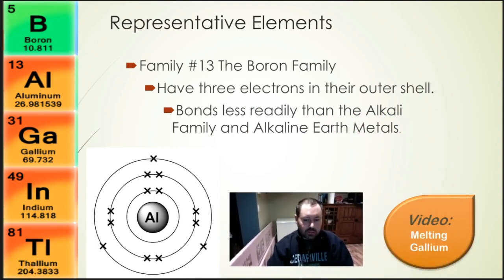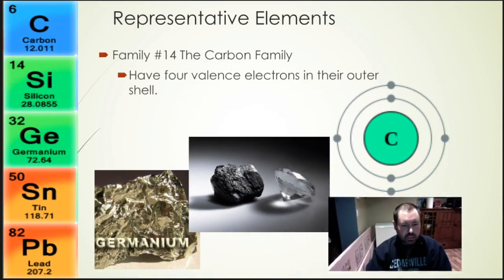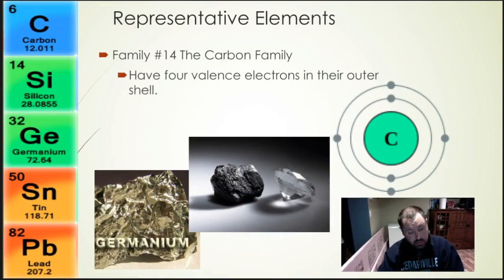Here's a video of melting gallium. So it's kind of fun. There's a metal spoon. They put the metal spoon in water, and then the metal spoon melts because gallium's melting point is around 86 degrees. Anyway, let's keep going. Here's family number 14, the carbon family. How many valence electrons does it have? 4 valence electrons.